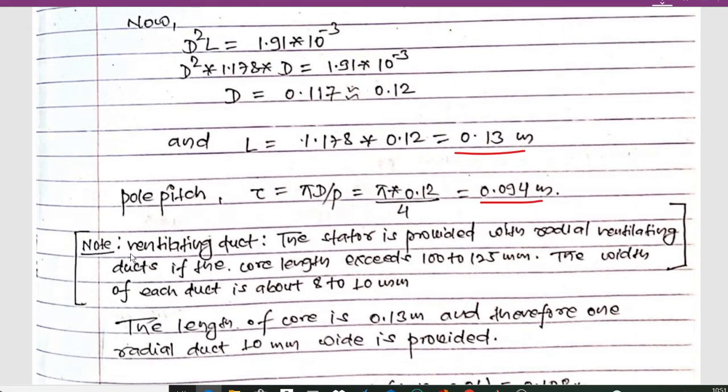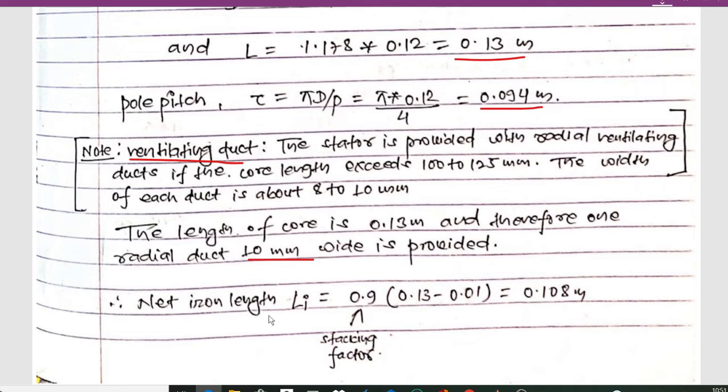Here you can notice one thing: the stator is provided with radial ventilating ducts if the core length exceeds 100 to 125 mm, and the width of each duct is about 8 to 10 mm. Here the length of the core is 0.13 meters, and therefore one radial duct of 10 mm width is provided. So the net iron length is the stacking factor into 0.13 minus the radial duct of 10 mm, which in meters is 0.01, so we get the net iron length as 0.108 meters.